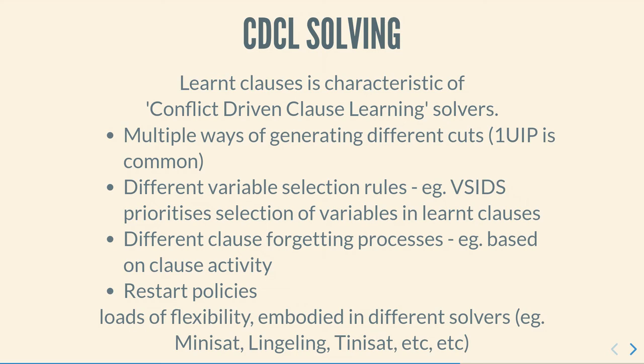Basically, there are different ways, as I alluded to previously, of making a cut in the implication graph to get different learnt clauses. There are also different variable selection rules that go with clause learning. There's a notably famous one called VSIDS, which prioritizes the variables that occur in the learnt clauses. So if a variable occurs frequently in the learnt clauses, then it must be an important variable, and we want to assign that.